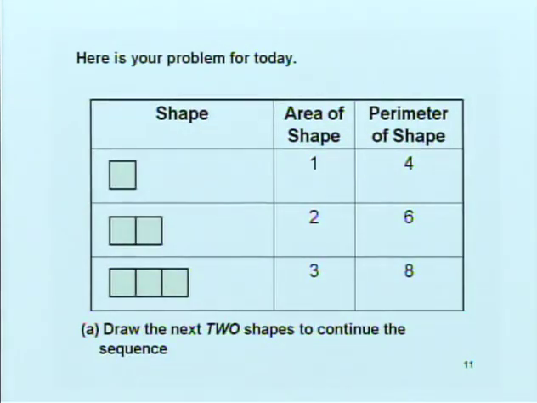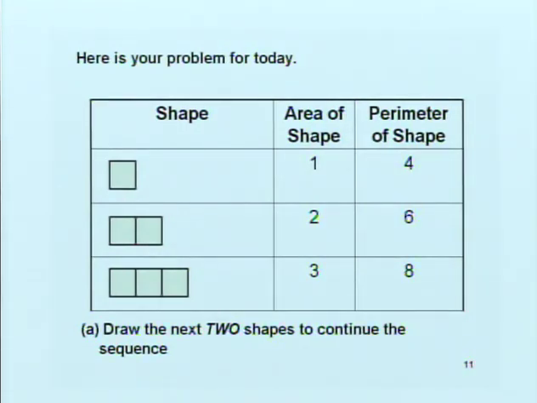Here is your problem for today. In the first column, we have shape. In the second column, we have the area of the shape. In the third column, we have the perimeter of the shape. The first shape, there is a square, a small one. The area is 1, the perimeter 4.